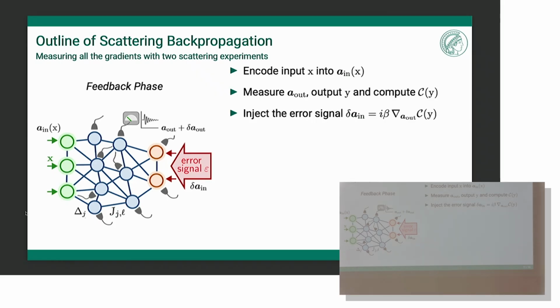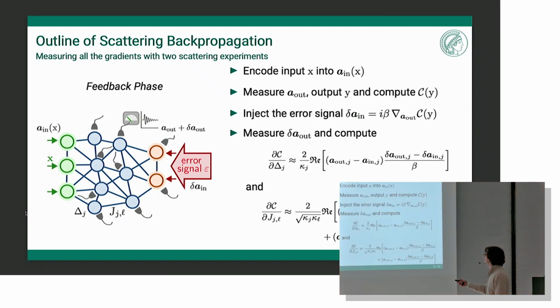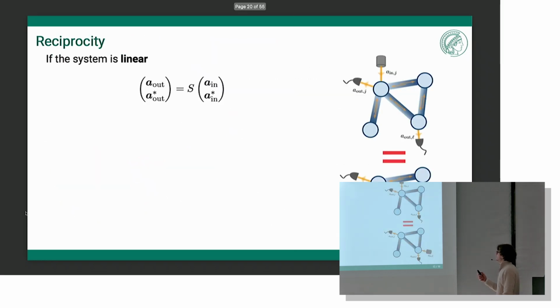Now the trick is that you can approximate the gradients with respect to the detunings and the couplings in this case with just differences of quantities that you either inject or measure in the two phases. Okay, luckily for you, I don't have time to go into the details. I just want to give an idea of why this in general is an approximation, especially in optics. And actually, this can be linked to some physical property of your system.